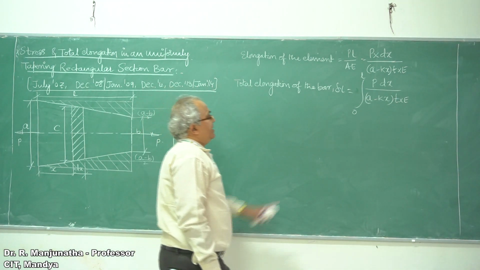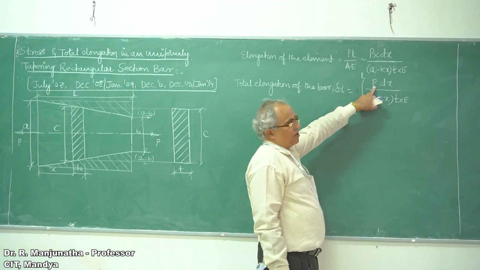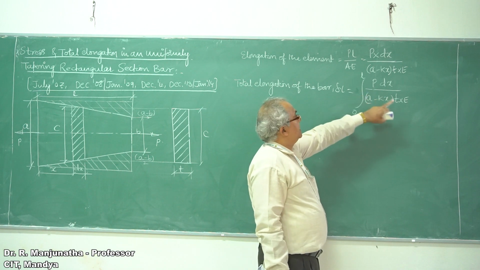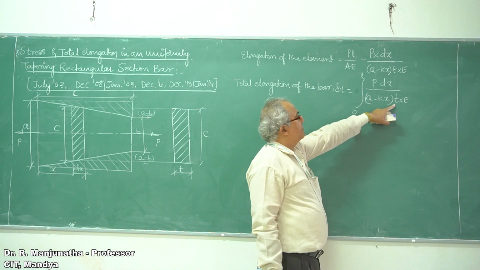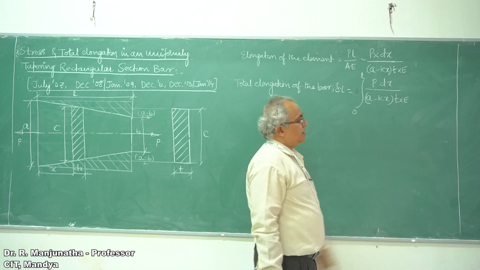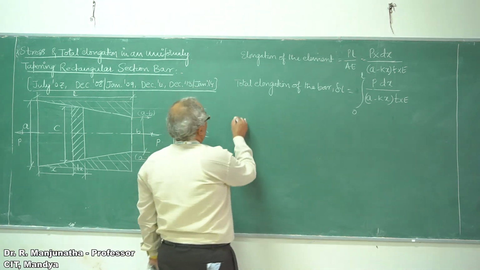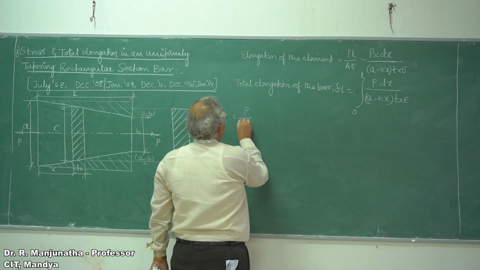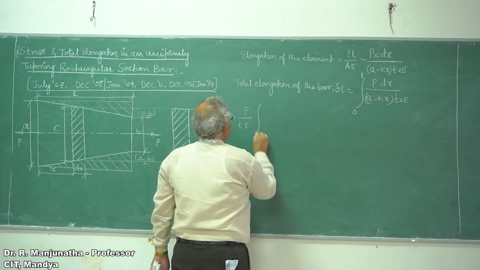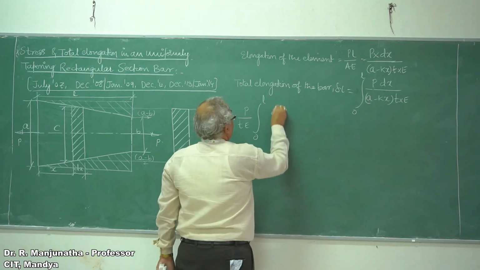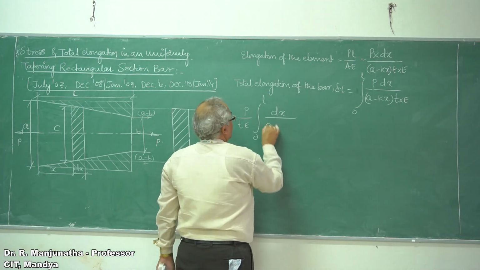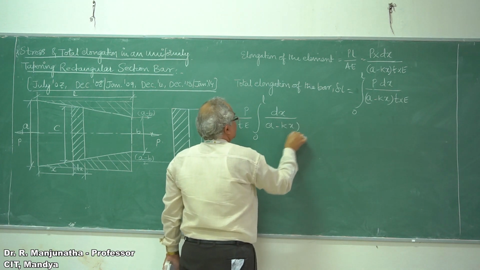Here P is the axial force which is applied, which is a constant for that particular member. T is also the thickness of the member, which is a constant, and E is the Young's modulus of the material, which is a constant. Therefore, we get P by T into E into the integration between the limits 0 to L of dx divided by A minus K into X.